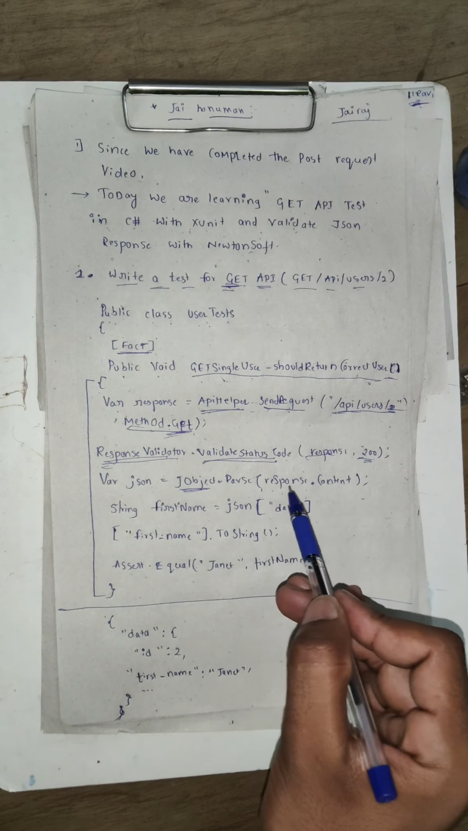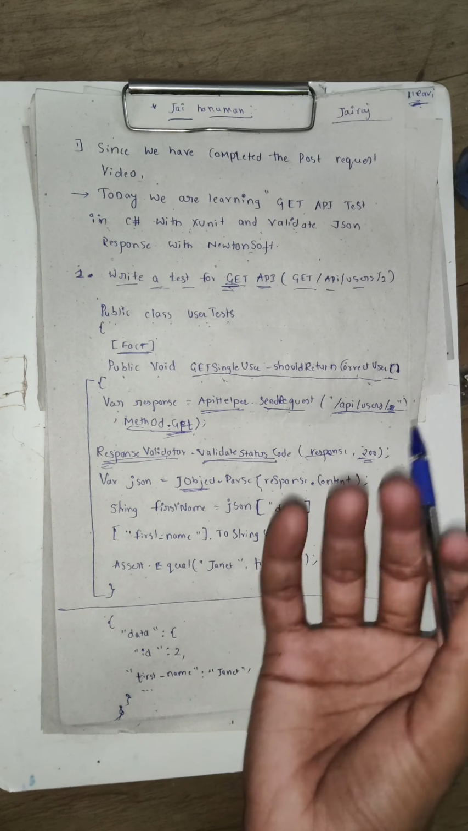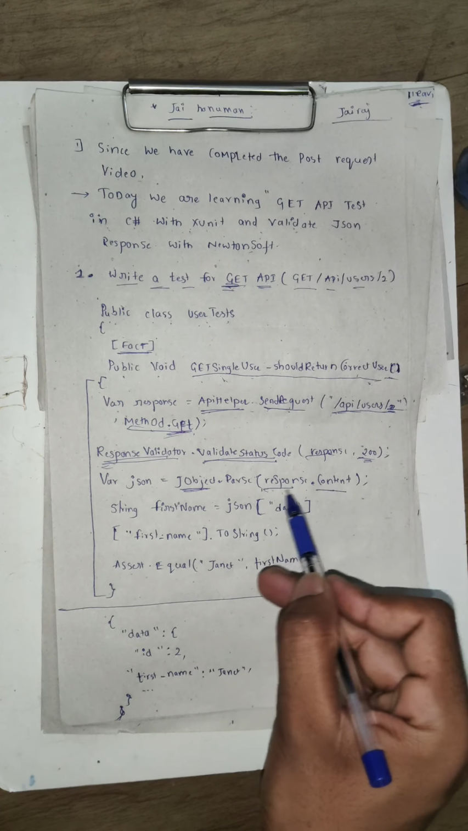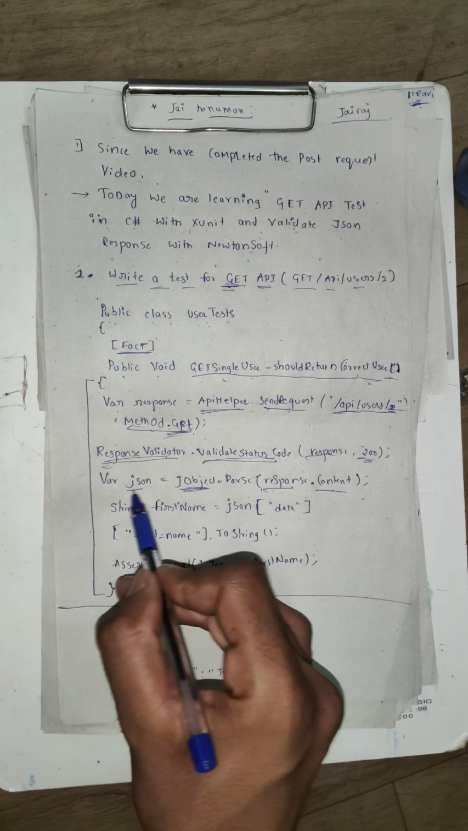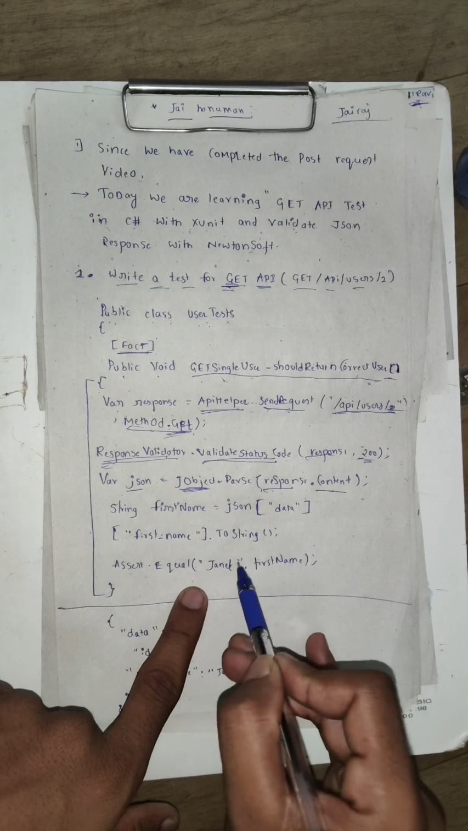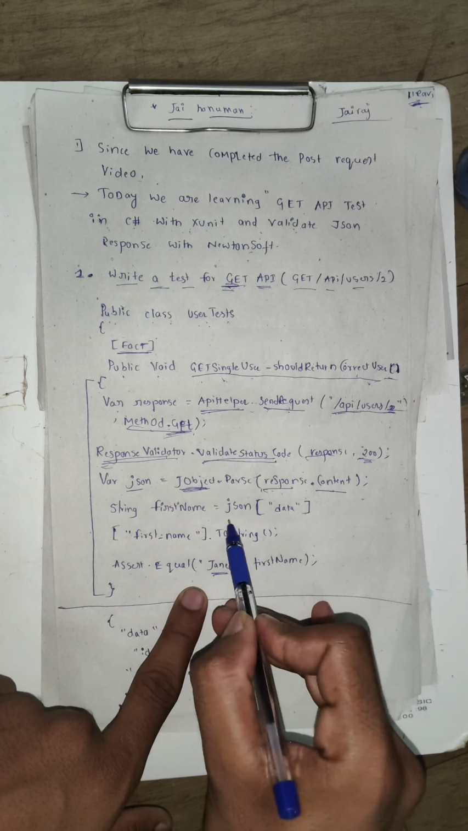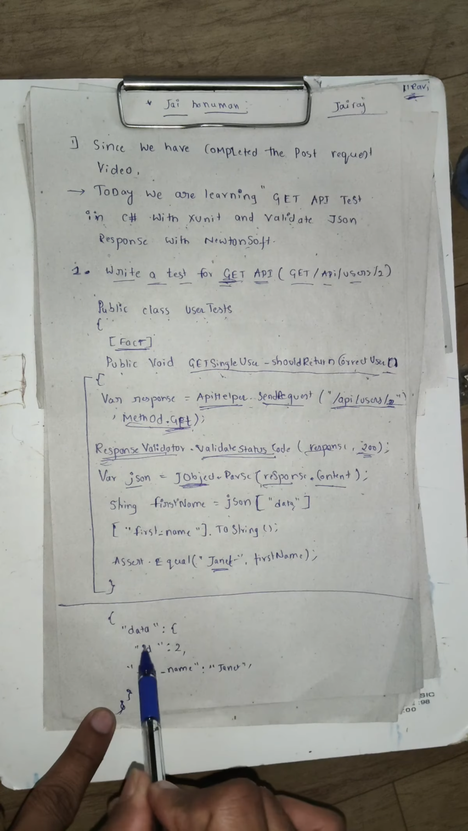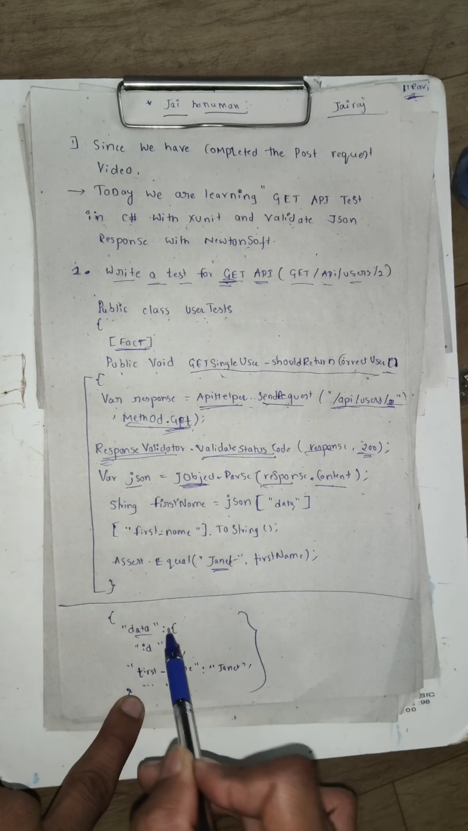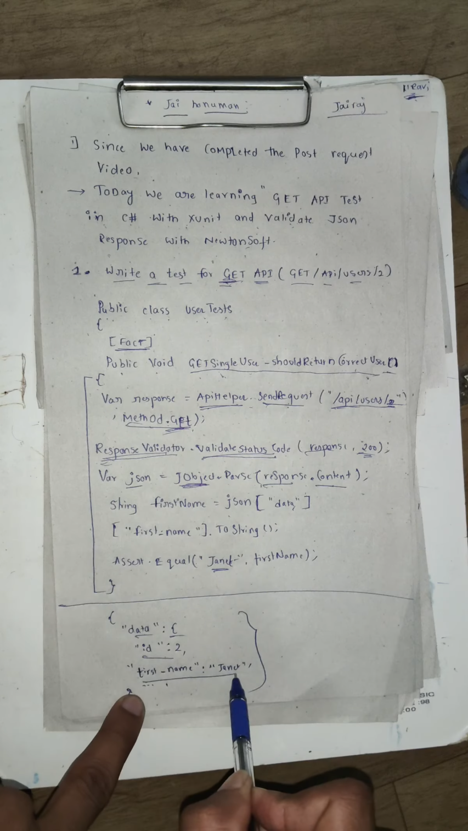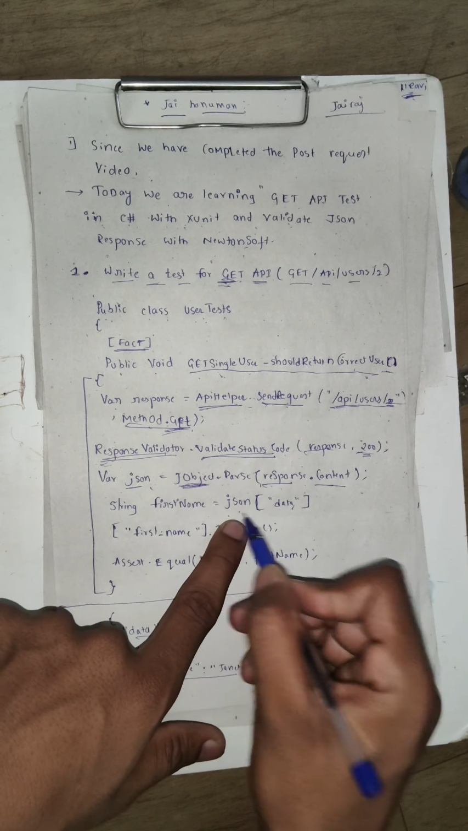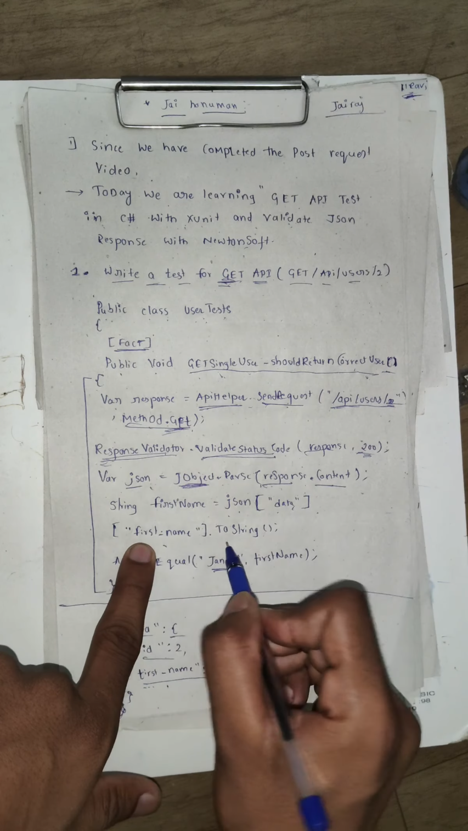After that, JObject is used to parse the response, because the response will come in the form of JSON. Response.Content, whatever content we are getting, we parse into a JSON object. Then we check whether the first name is Jannat or not. Think of the JSON like this: if the response comes in this format, under data there is the ID and first name.